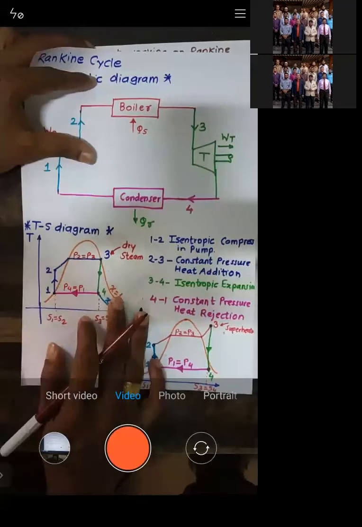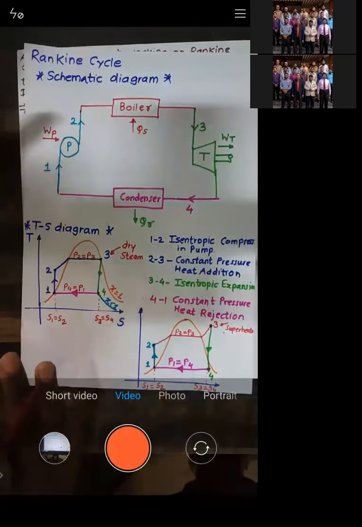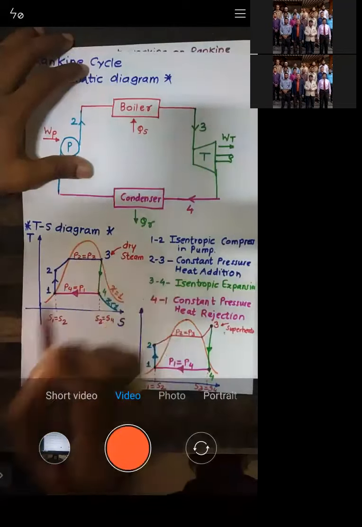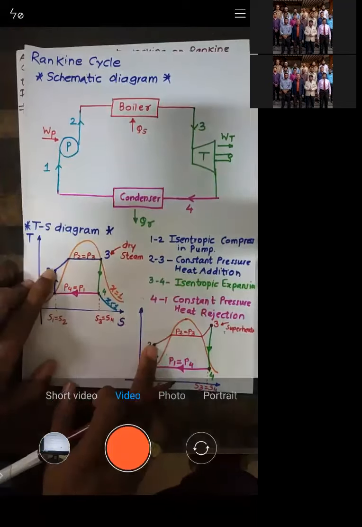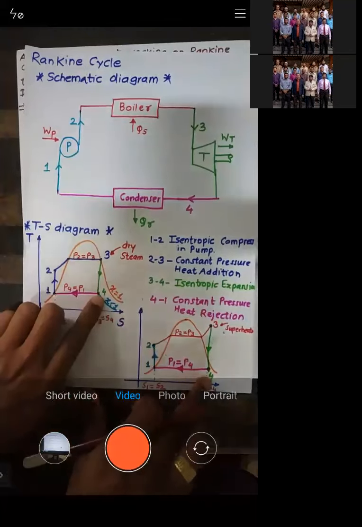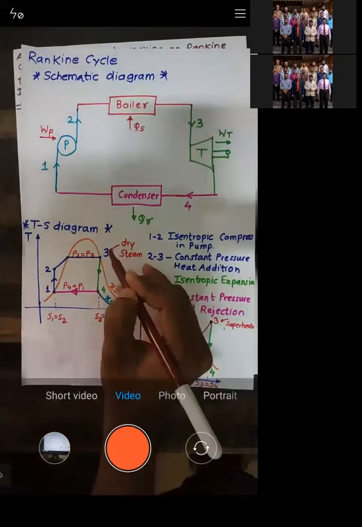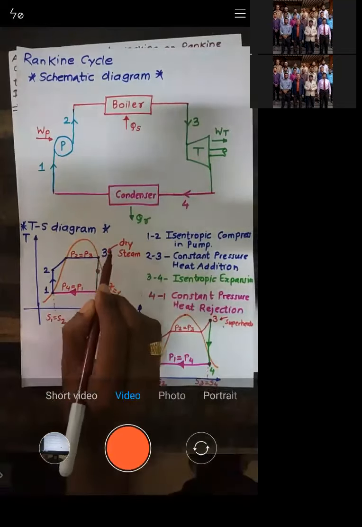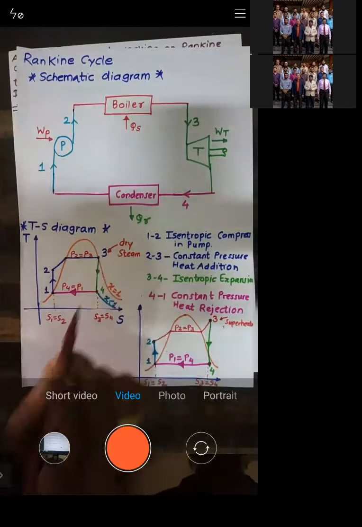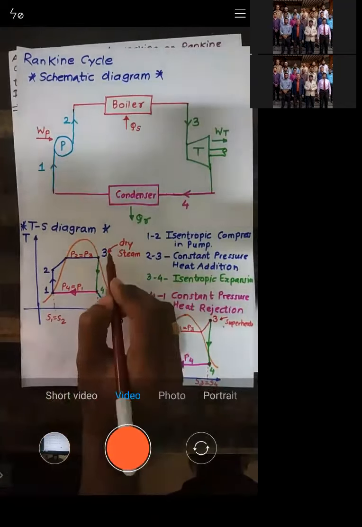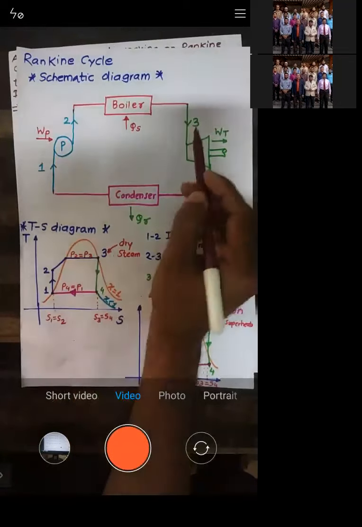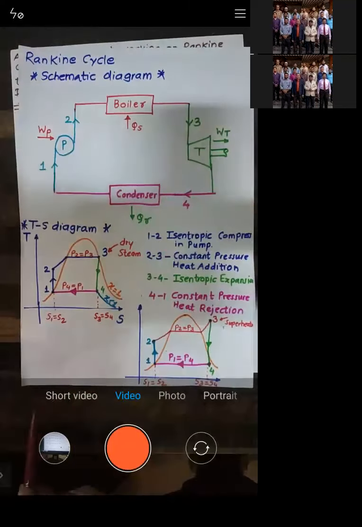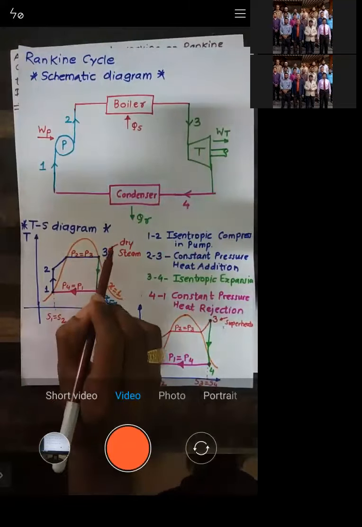See, in the Rankine cycle, there are only two possibilities with respect to point 3. The location of point 1 is the same, the location of point 2 is again the same, and the location of point 4 is again the same. So there will be a difference in the location of point 3, because point 3 is the outlet of the boiler, which is the inlet to the turbine, right?